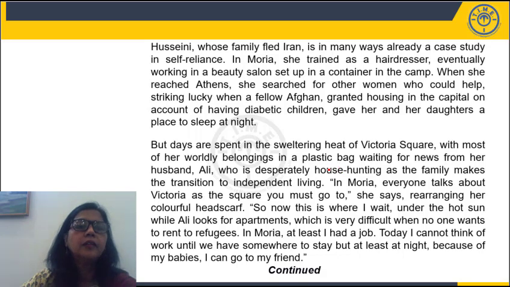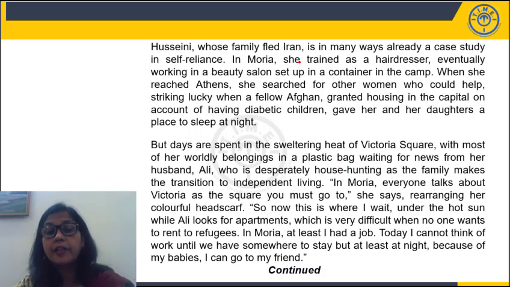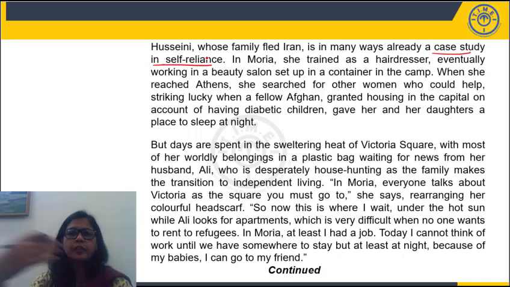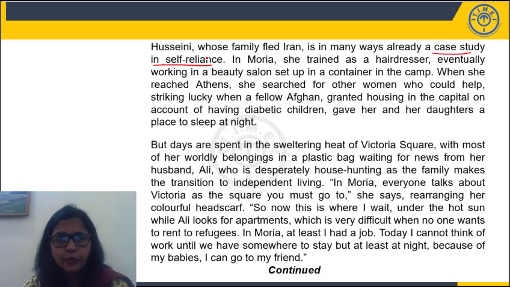All right. So Hosseini, whose family fled Iran, is in many ways already a case study in self-reliance. Already a case study. Now see, the authorities wanted the refugees to become self-reliant, and this is what the author is saying. Author's opinion is that Hosseini was already self-reliant. In Moria, now how? Now the later sentences would definitely be explaining that.